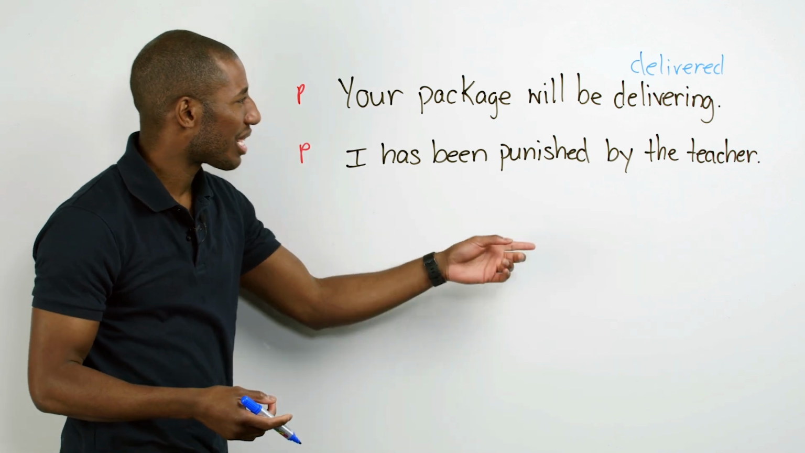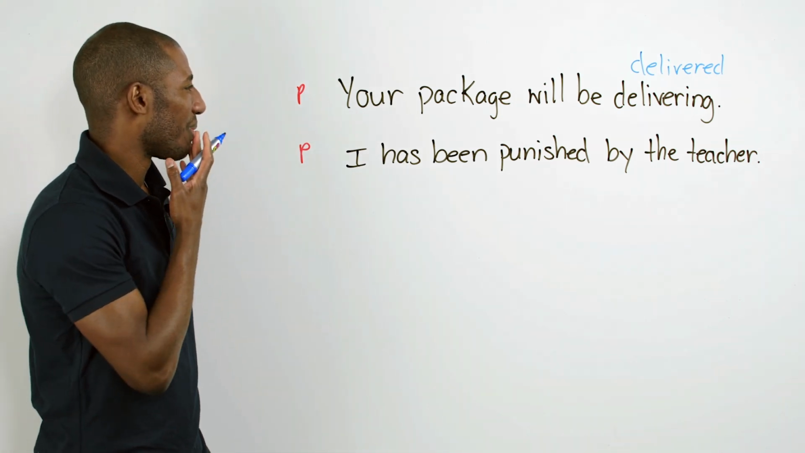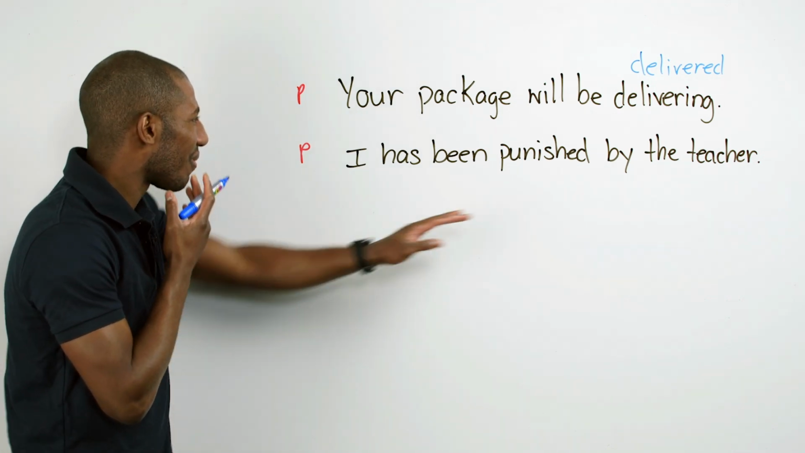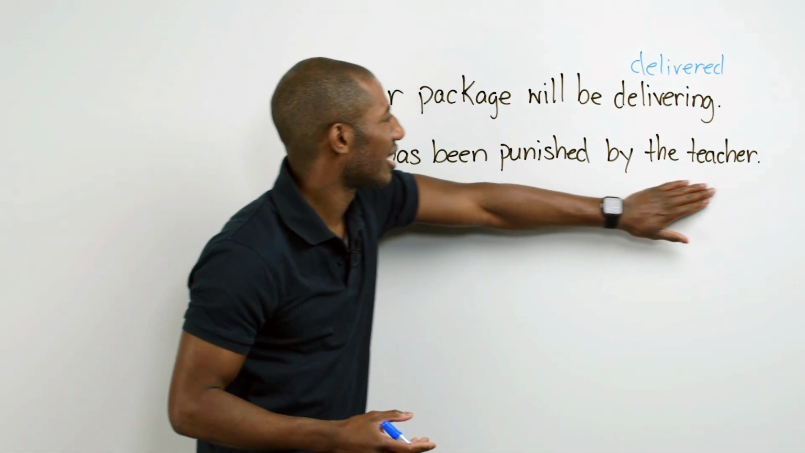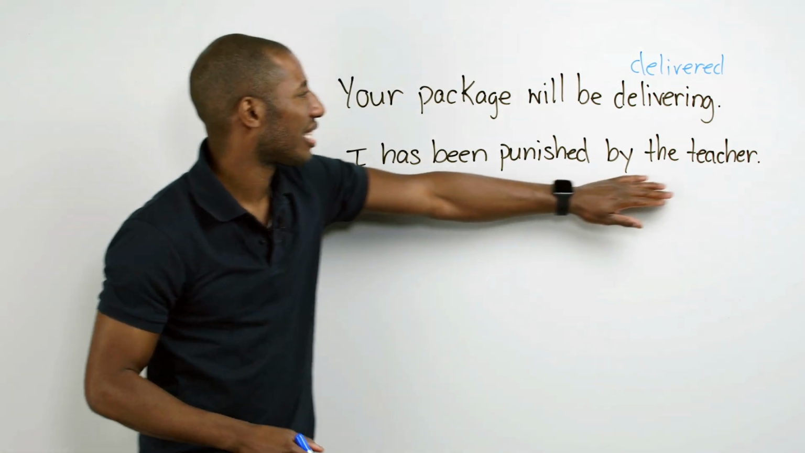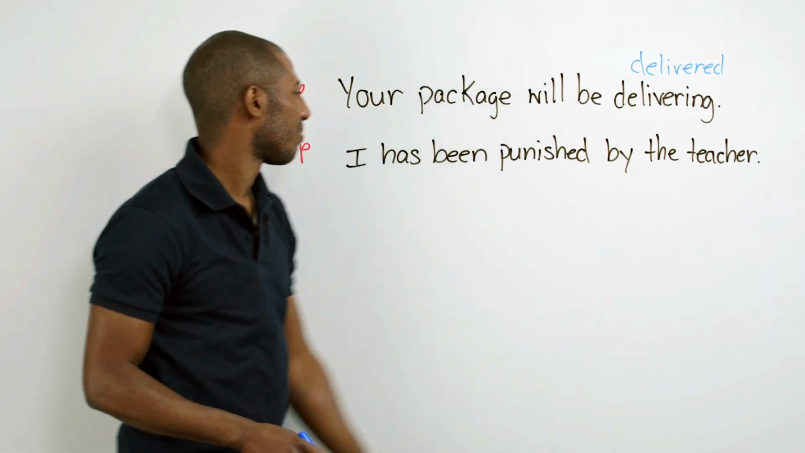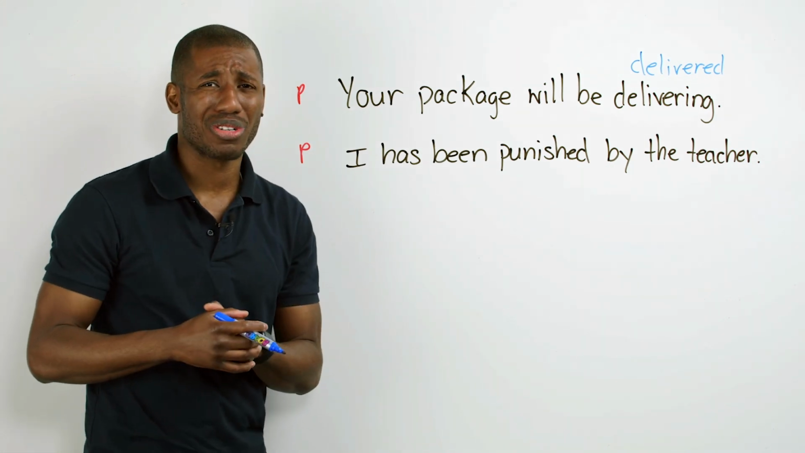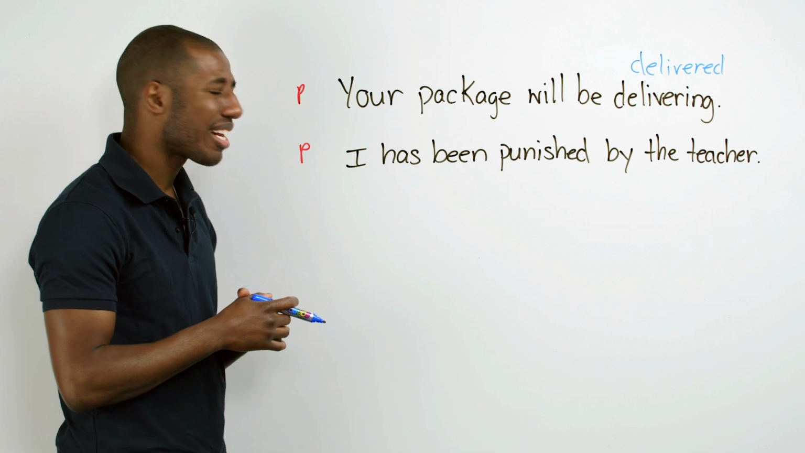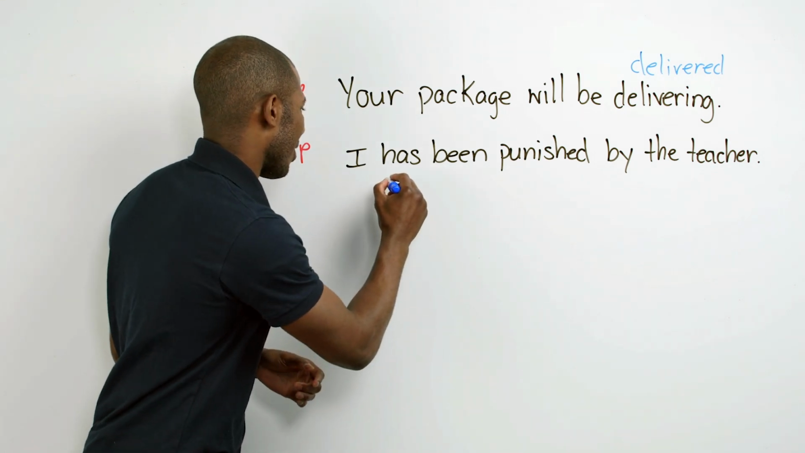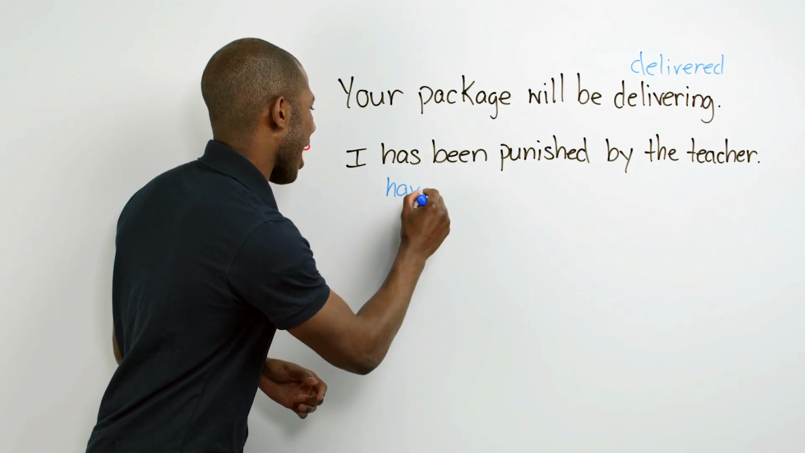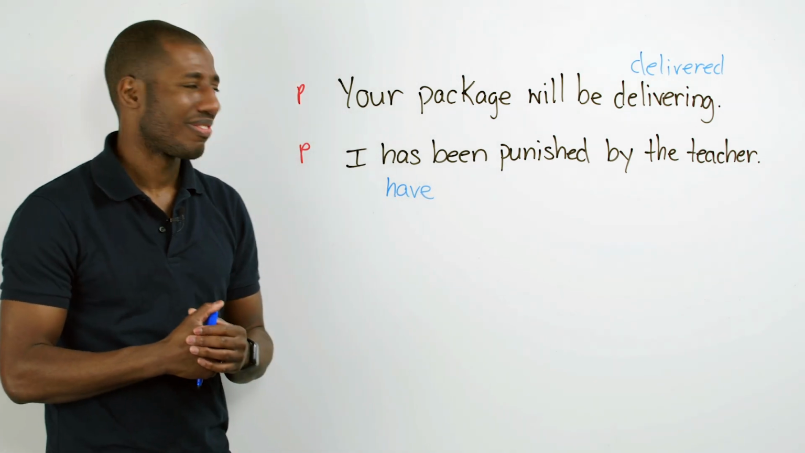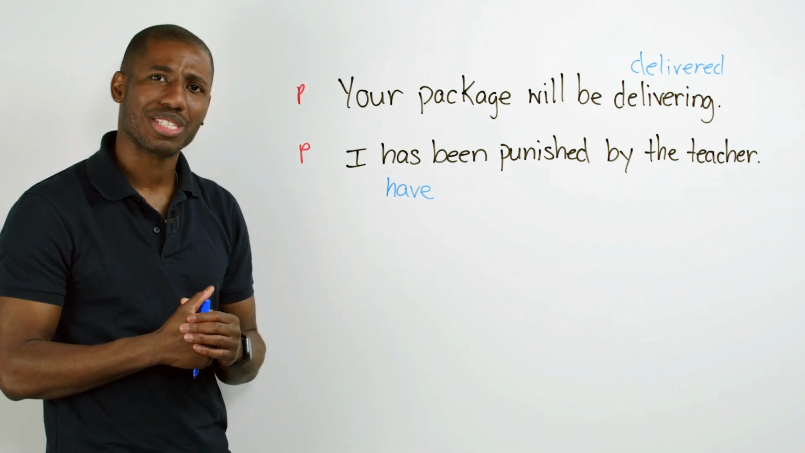I has been punished by the teacher. Ooh, something doesn't feel right with this sentence at all. So from our action on to our doer, we can see that this part is correct. I has been. I think we have the wrong to be verb here. So instead of saying has, we're going to write I have. I have been punished by the teacher. Good job, everyone. Let's move on.